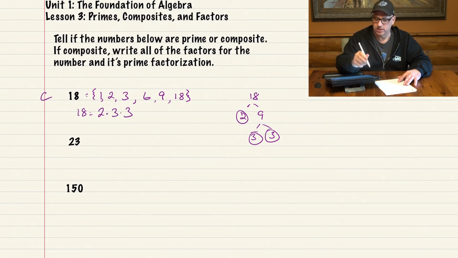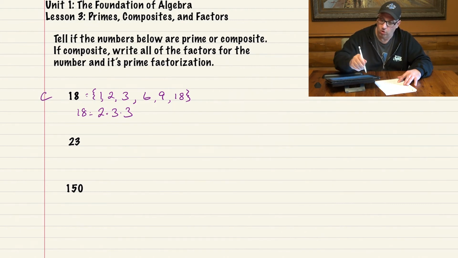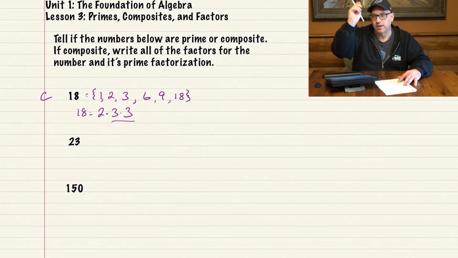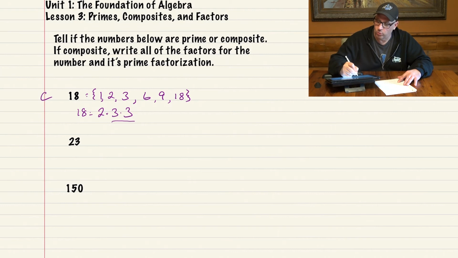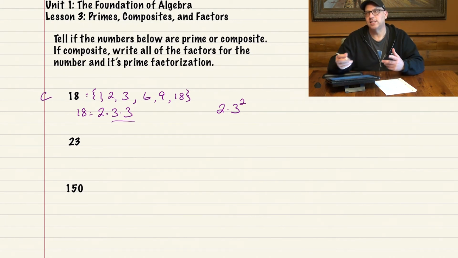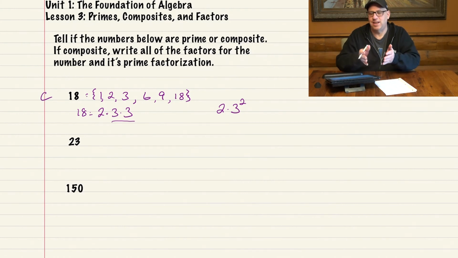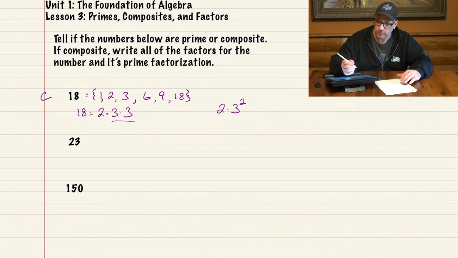Now what you will see with some teachers, they like to write this, and by all means you could do this. You could take these numbers right here and combine them and put an exponent on it. So you would say 2 times 3, and then how many 3's are there? There are 2 of them. That would be your exponent. So 2 times 3 to the second power, and it's just condensing that. That's acceptable as well. It means the same thing.